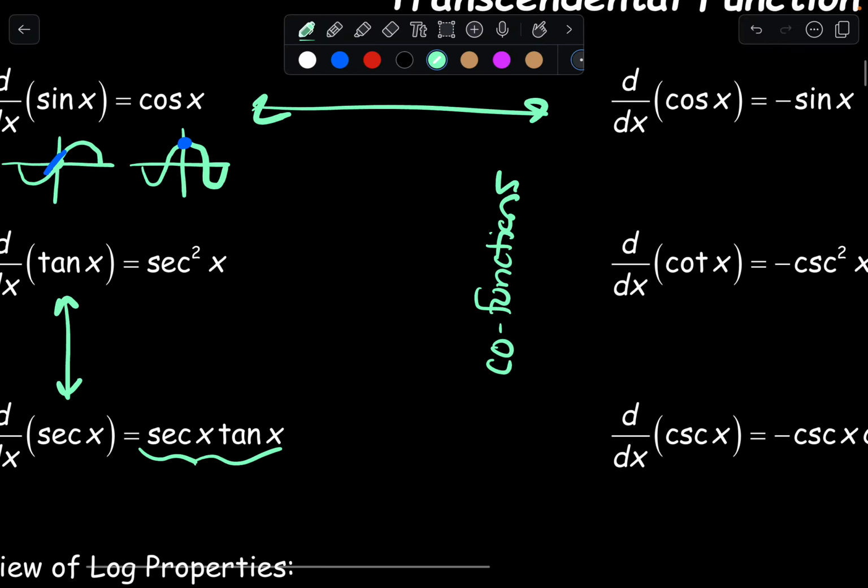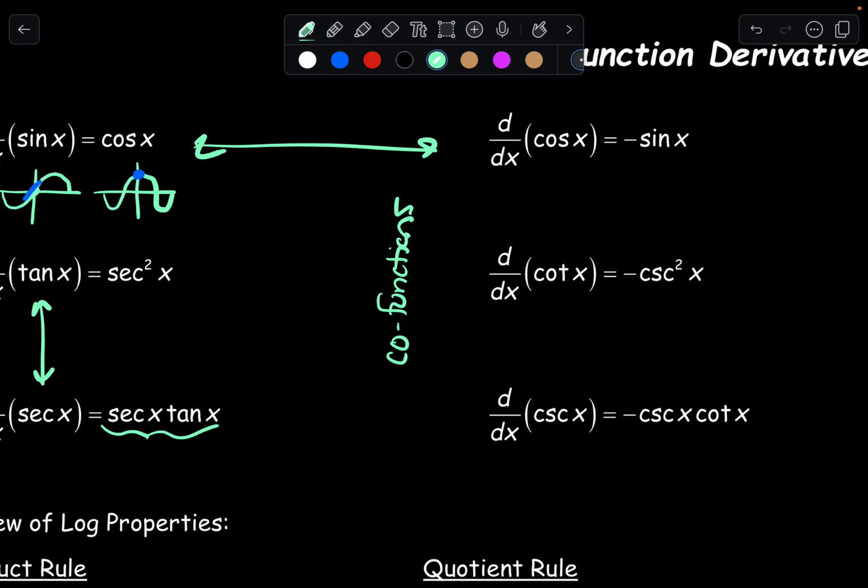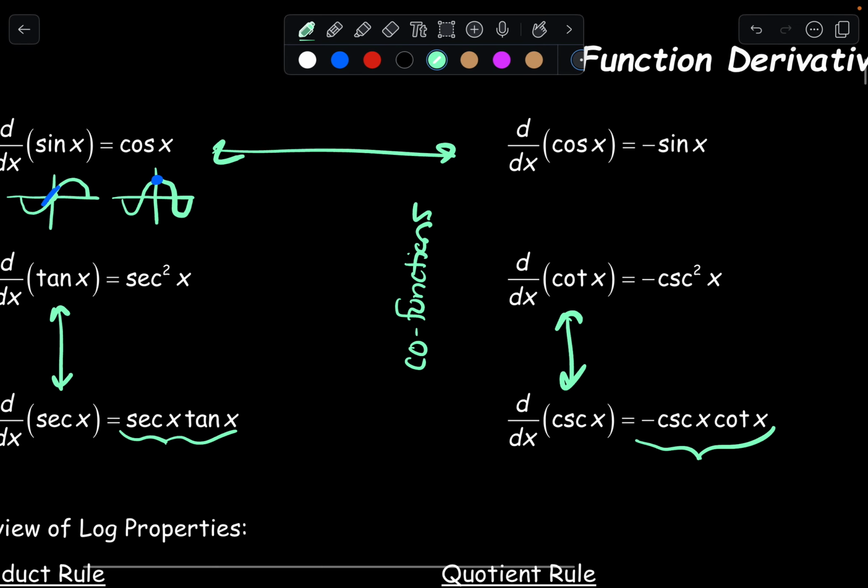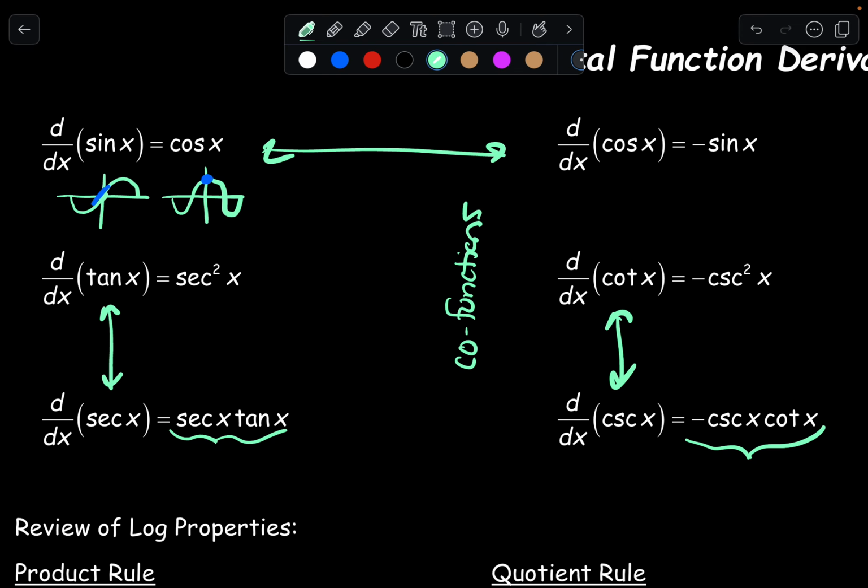Now, just like tangent and secant, cotangent and cosecant are also together. However, their derivatives will be negative because they are co-functions. So the derivative with respect to x for cotangent is negative cosecant squared. And then the derivative with respect to x of cosecant x is going to be negative cosecant x cotangent x. So again, this is more about memorization, but remembering their pairs is going to make it easier. So sine and cosine, tangent and secant, and then cotangent and cosecant.